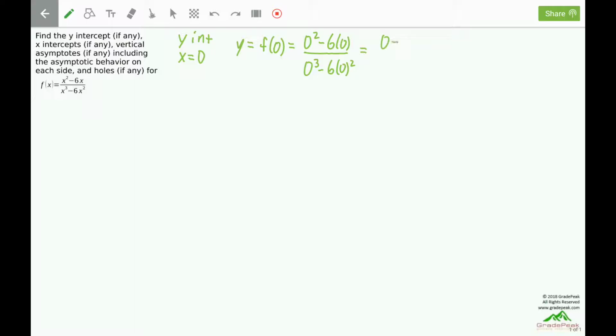0 squared is 0, minus 6 times 0 is 0, divided by 0 cubed is 0, minus 0 squared is 0 times 6 is 0. 0 minus 0 is 0, giving 0 over 0. This is not a limit, so this is not an indeterminate form. That 0 in the denominator actually is a 0, which is not allowed, and therefore there are none.